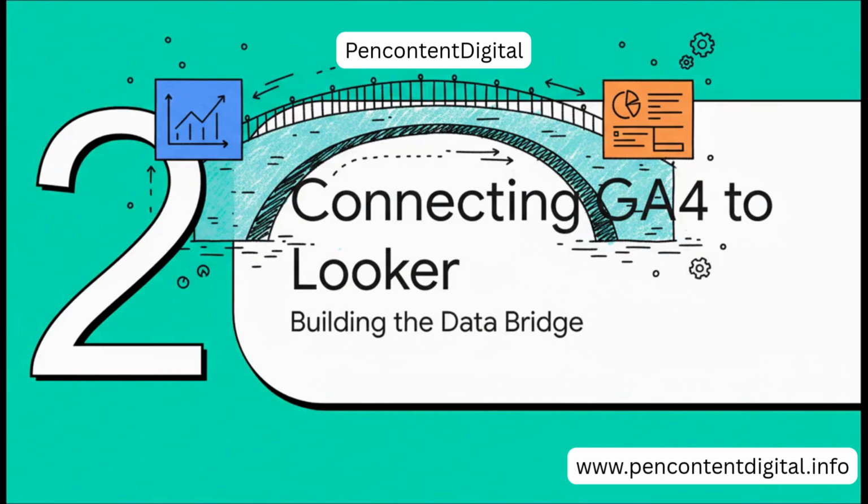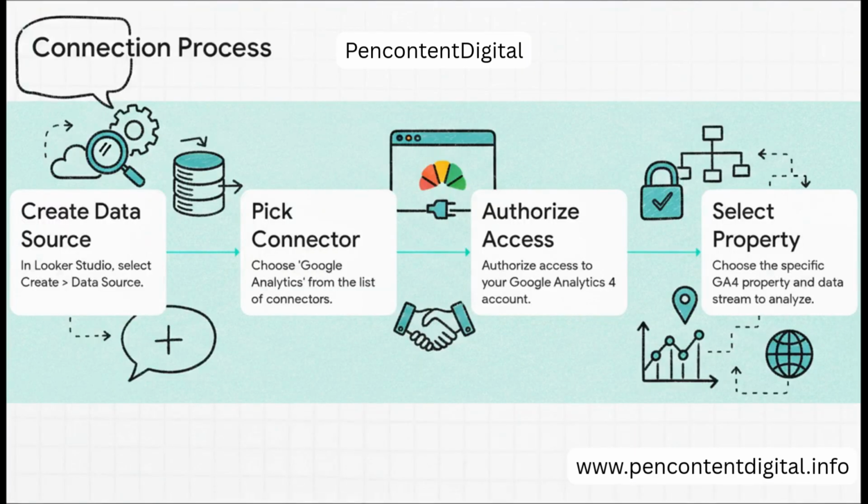Okay, time to get practical. Before we can make anything look pretty, we have to build that crucial data bridge. That means connecting Google Analytics 4 directly to Looker Studio. Honestly, this is the absolute foundation for everything else we're going to do. And don't worry, it's actually a pretty straightforward 4-step process. Inside Looker Studio, you just create a new data source. You pick the Google Analytics connector, you authorize it, and then you just select the right GA4 property. And boom, that vital link is created.